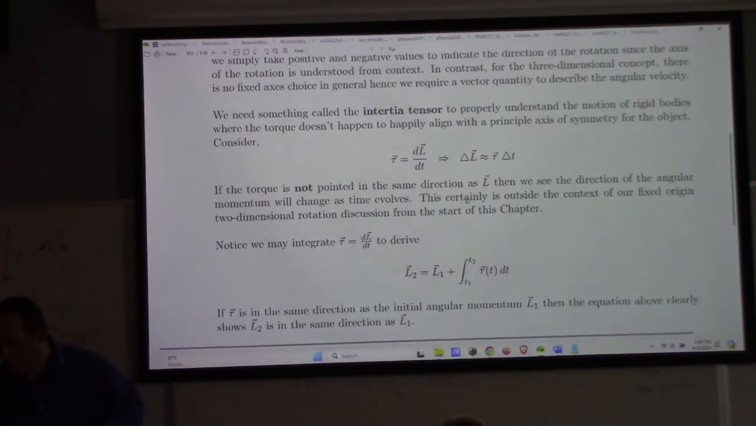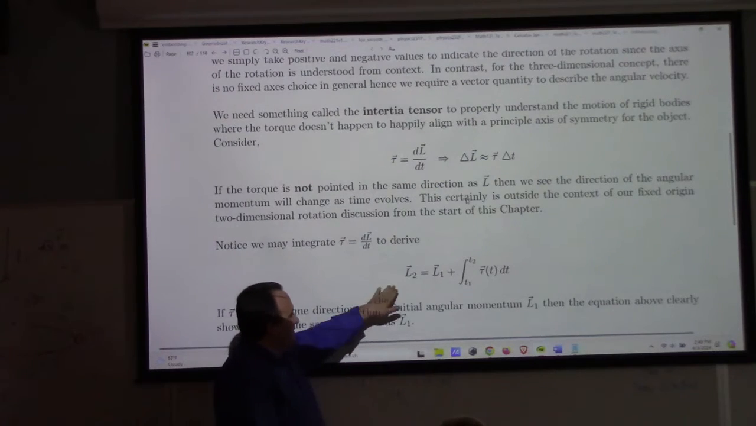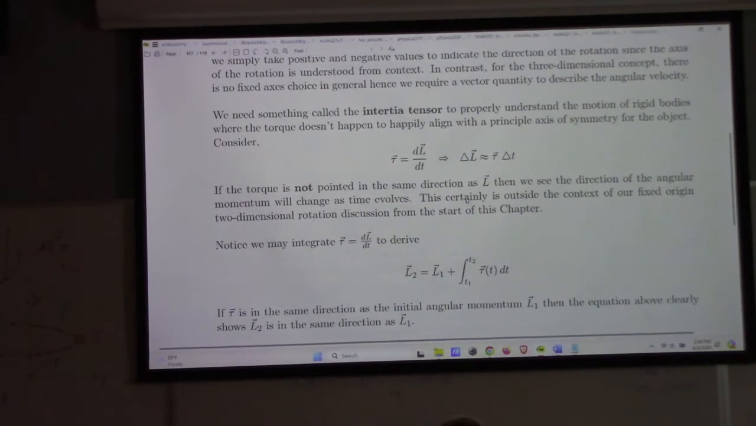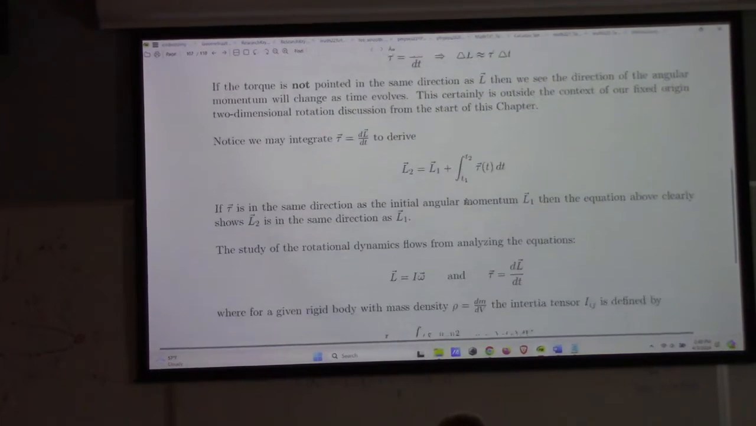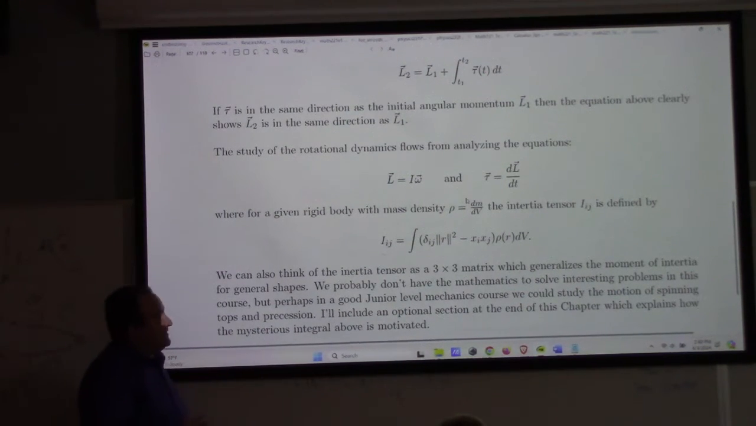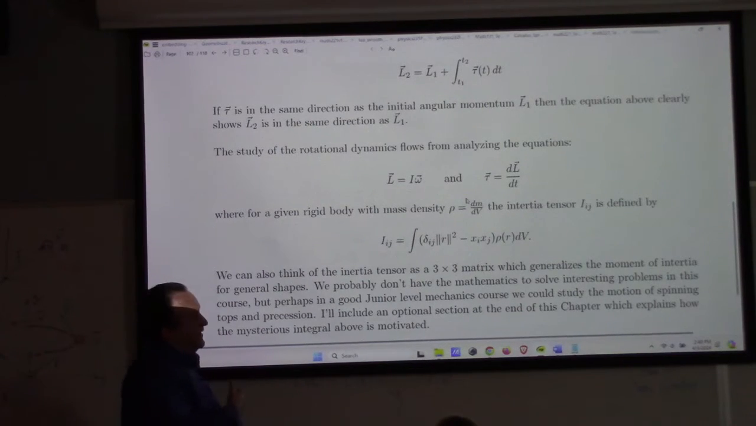All right. So, we just did this integration. That's how the angular momentum changes. It responds to the torque. Torque controls the time evolution of the angular momentum. Now, the study of rotational dynamics generally flows from analyzing the equations L vector is equal to I omega vector.